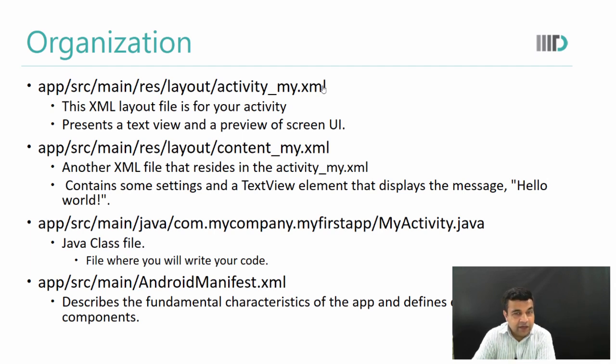The third important file is the Java file. The Java file is the actual file where you will write your code. This file would again be available in app, src, main, java, your package name, whatever name you give to your activity.java. And the fourth is a manifest file. The manifest file describes fundamental characteristics of the app and defines each of its components. We will go into detail of manifest file in some later chapters.